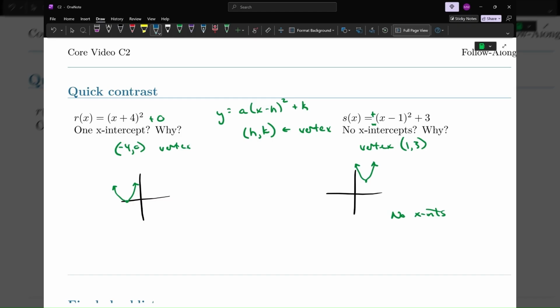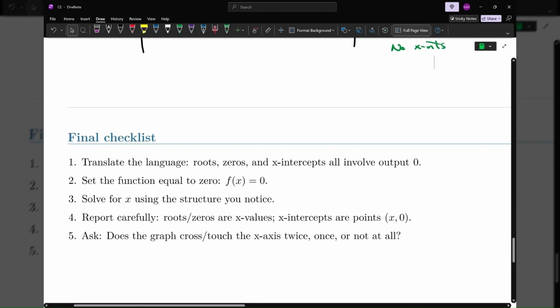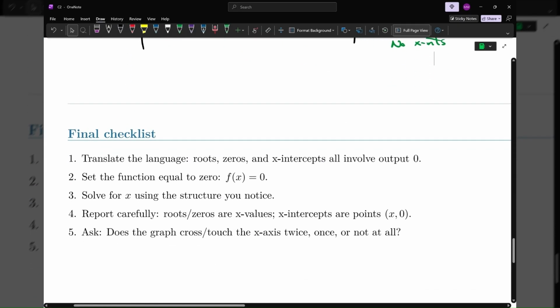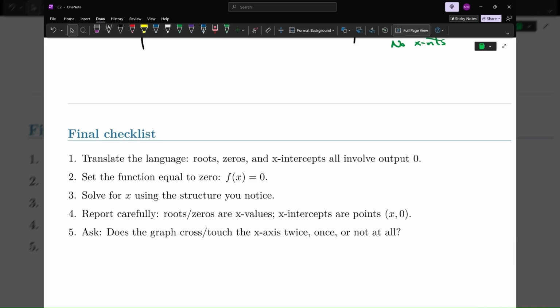Okay, so wrapping this one up, final checklist. We do want to translate that language. So roots, zeros, x-intercepts, they all involve the output of 0. The way we state them, though, is a little bit different. To solve them, we are going to set that output f of x equal to 0, and solve for x using that structure we noticed from video C1. Remember, report them carefully. Roots and zeros are the x values, x-intercepts are the points (x, 0). When you're solving, ask yourself, does that graph touch the axis once, twice, or not at all?